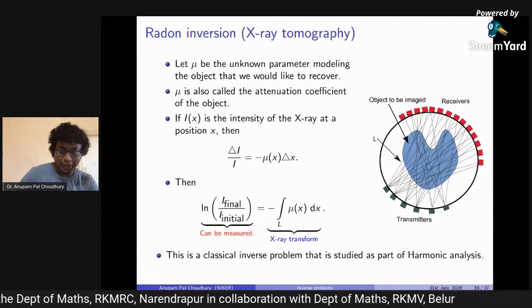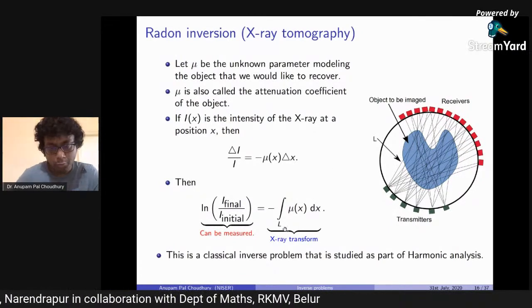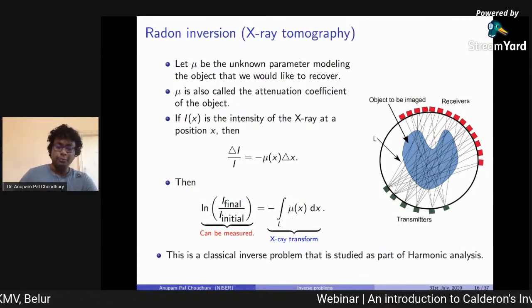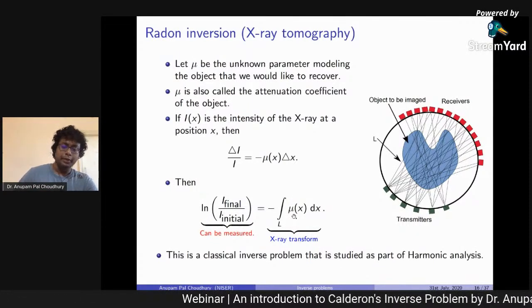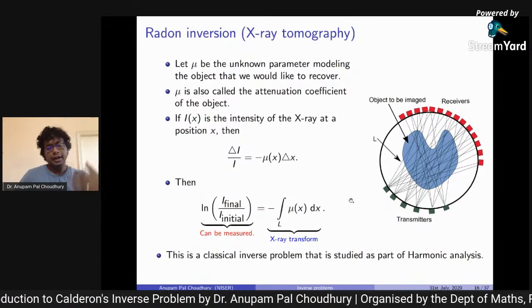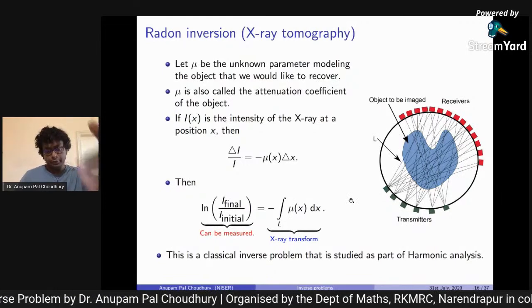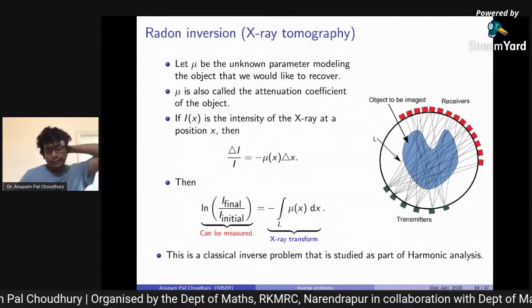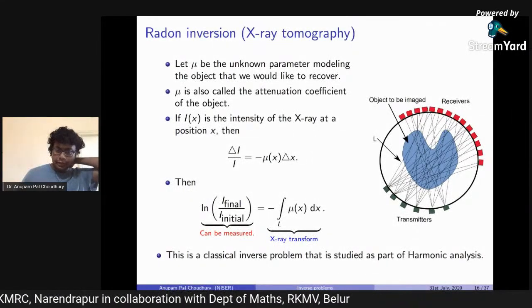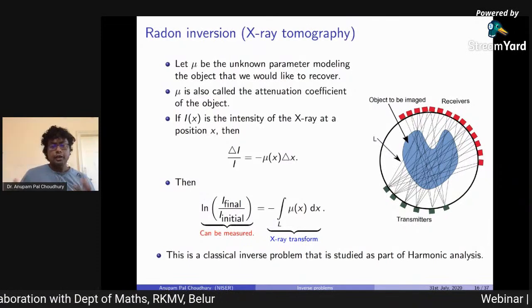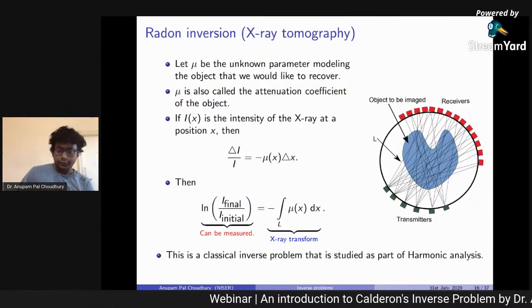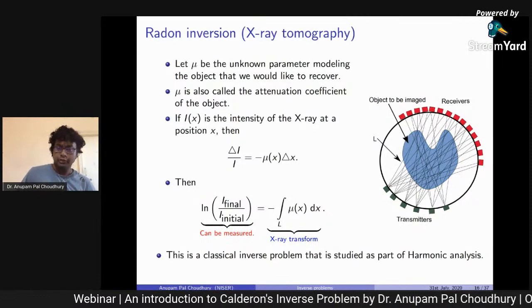I'll just go back to the other images. So you see, this X-ray transform, what does it do? It tries to recover the function, say f or mu, whatever the function is, from its integral over lines. This is obviously a 2D problem. In higher dimensions you can ask the same question: you know the integral of the function over hyperplanes, and from that information, can you recover this function, or whether you can say something about this function?